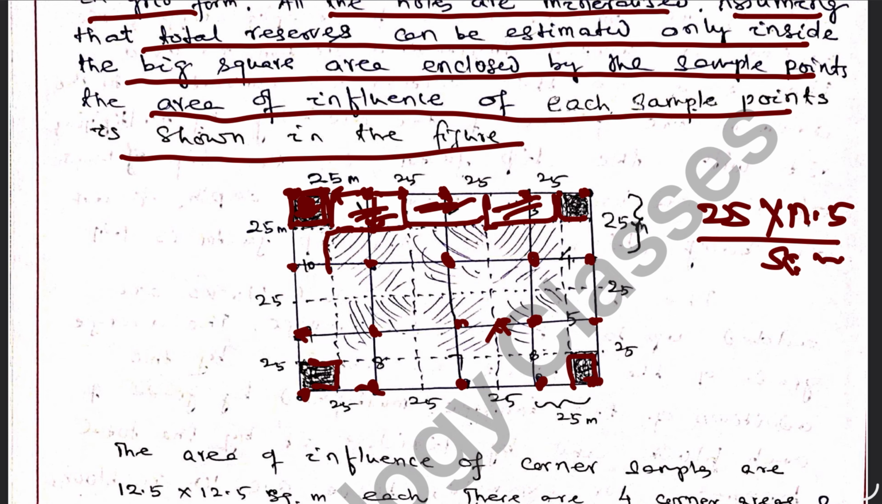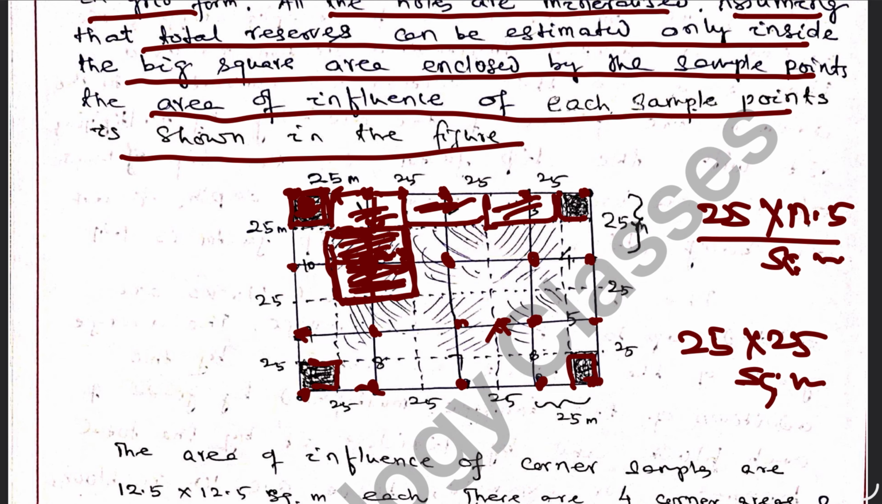But what about these central squares? The area of influence is 12.5, 12.5, 12.5, 12.5. So this is the point where the sample has been collected, and based upon the sample, the consistency of the ore is extended in all directions 12.5 meters away. So this becomes a square having area 25 by 25 square meter, at the center of which there is a sample. So these are the squares.